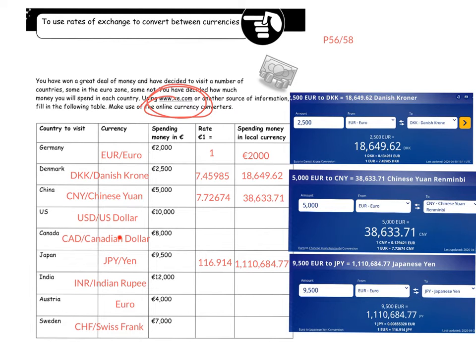And then Canadian dollar, the same. You put 8,000 in here. Euro stays as it is, and then you need to swap it to Canadian dollar. Just type CAD and it's ready to go. And the same with the rest of them.